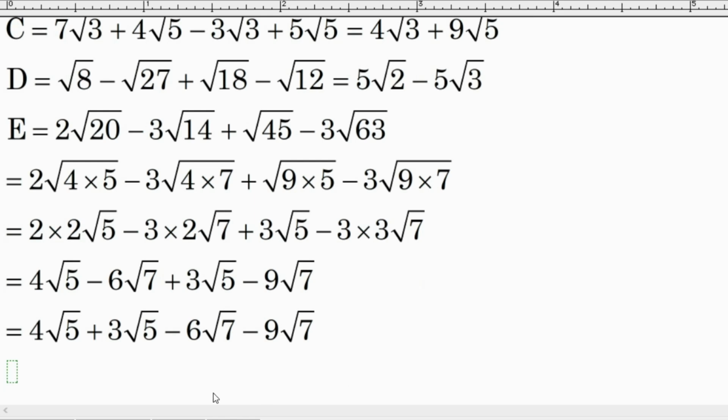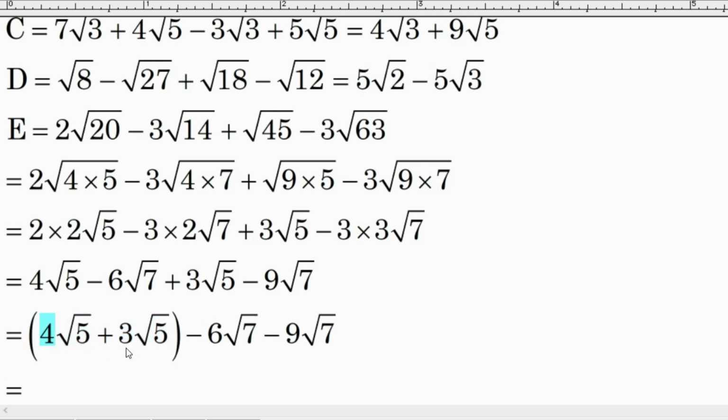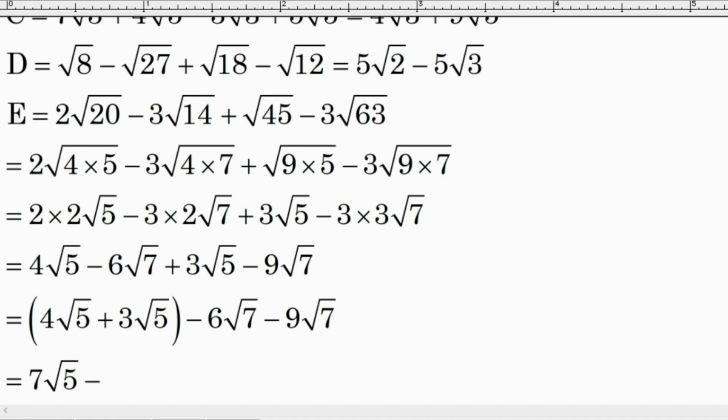So when we group together, we get 4 plus 3, which is equal to 7 square root of 5, and then minus. Here, minus 6 and minus 9 gives us minus 15 square root of 7. These two terms cannot be subtracted together because they have different radicals. We can only add or subtract the same radicals. Okay, so that is the answer for E.